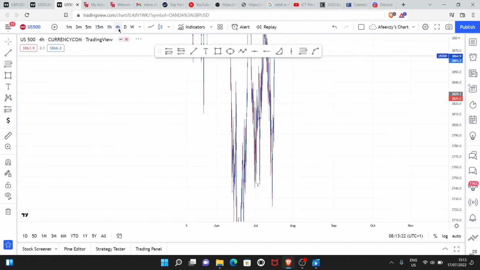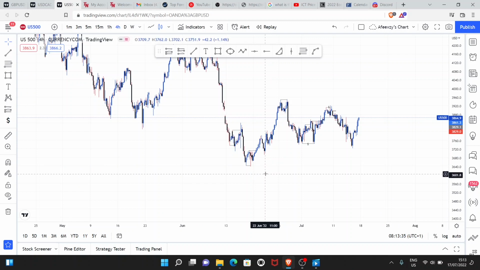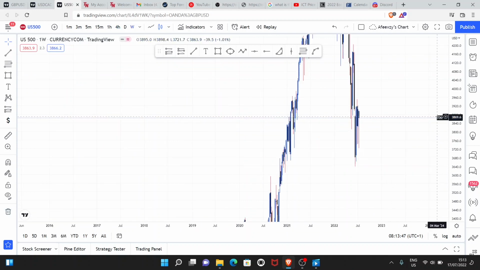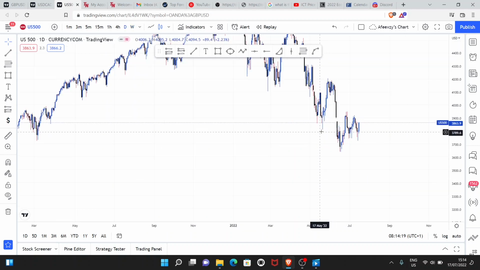Yeah, this was my last week analysis. I do make a top-down analysis on S&P, as you can see. So on weekly time frame, there's nothing really important. All I see is bearishness, but that's weekly time frame, of course. On daily time frame, I can see something like this.